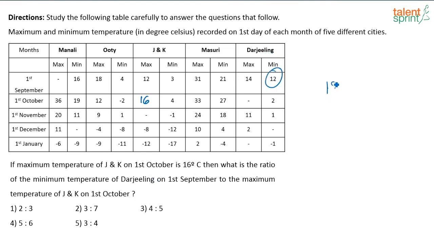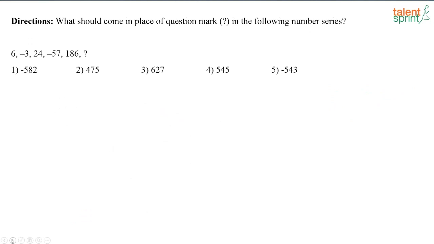Now what is the ratio of the minimum temperature of Darjeeling on 1st September to the maximum temperature of Jammu and Kashmir on 1st October? 12 by 16, 3 by 4. Very easy. Option 5. Next one. So next we are moving on to the number series question. So as I said, there were 2 data interpretation sets. We have done both the sets.